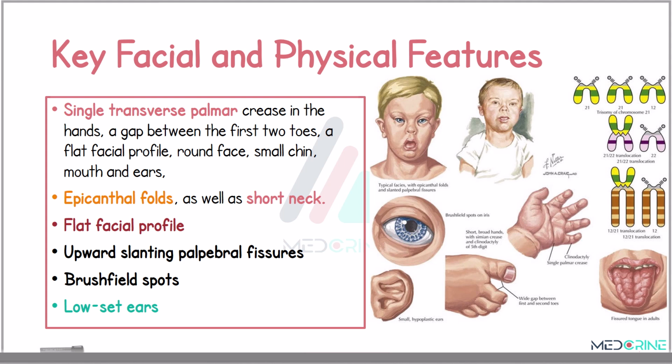There are several physical characteristics present in patients with Down syndrome. For example, a single transverse palmar crease in the hands, a gap between the first two toes known as a sandal gap, a flat facial profile, round face, small chin, mouth and ears, epicanthal folds, as well as a short neck. These children will also have upward slanting palpebral fissures, Brushfield spots, and low-set ears.